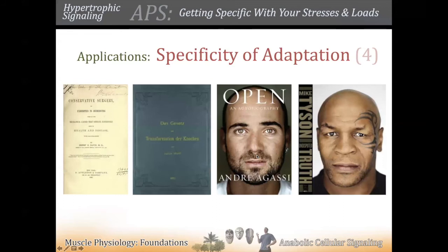So specificity of adaptation in general, right? There's Wolff, there's Davis, and then Andre Agassi and Mike Tyson. I always include them because Andre Agassi was jogging, just like every other pro athlete was up until, I don't know, the 90s, right? Everyone's just, and baseball players are still doing it, jogging around the ballpark and all this crazy nonsense. And what is it that you're doing?